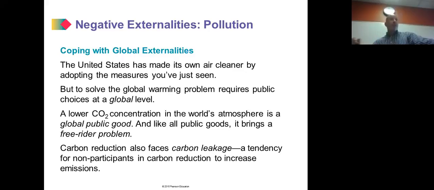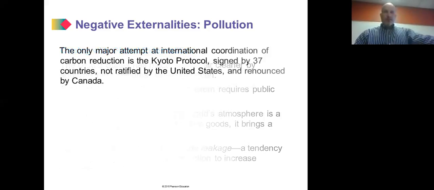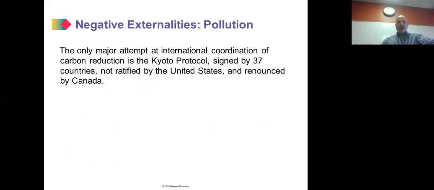So if we're making all of the efforts to reduce pollution, other countries, other folks not participating in our green initiatives, can actually increase pollution. And what we have seen thus far, the only major attempt. Is anyone familiar with this? No. Anyone listening?